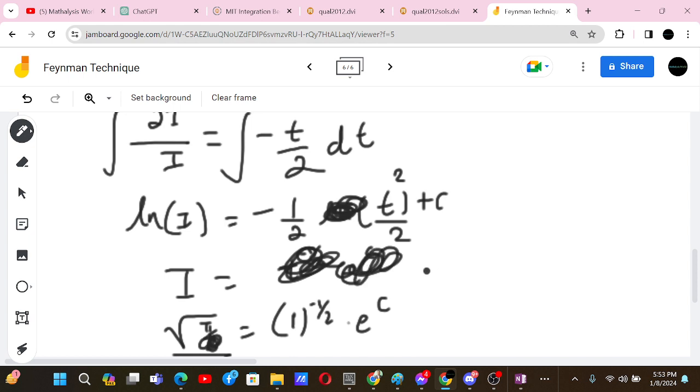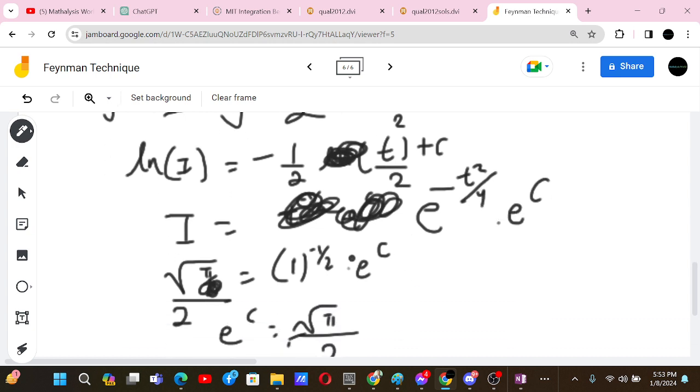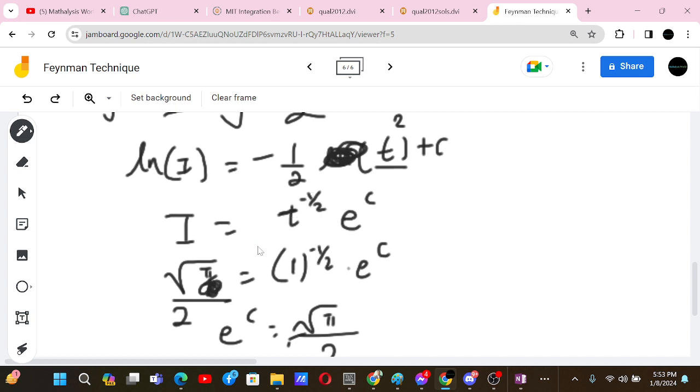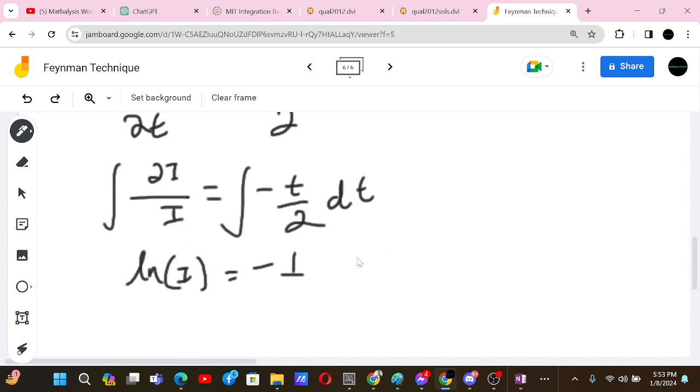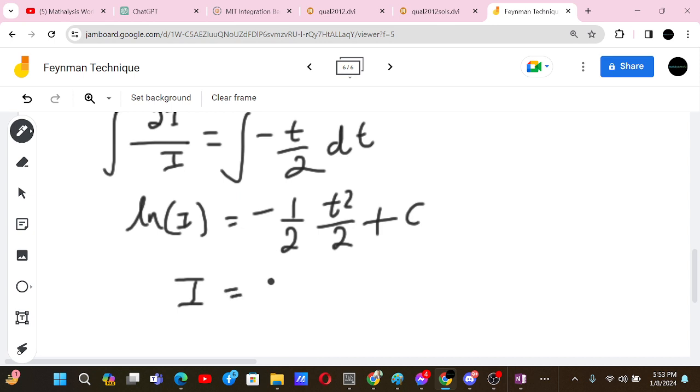And now this will be e to the power minus t square by 4 times e to the power c. So when we have t as 1, I think I need to do it again. Let me just go back and do it again rather than doing it like this. Just go to the point. At this point we will have t square by 2 plus c. So I equals a times e to the power minus t square by 4.